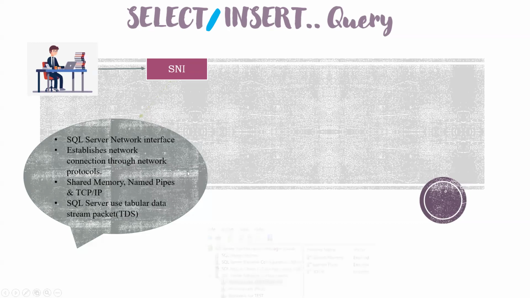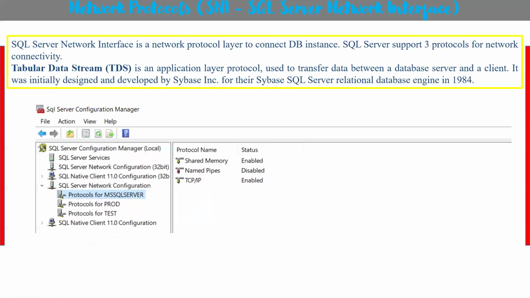So basically, SQL Server Network Interface is a network protocol layer to connect to the DB engine. If you want to connect to the DB engine, you need this. Any one of the protocols needs to be enabled. These three protocols are very important, otherwise you can't connect to the SQL Server.